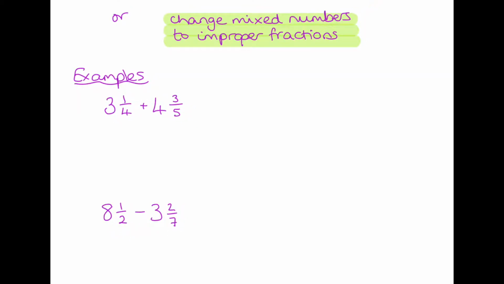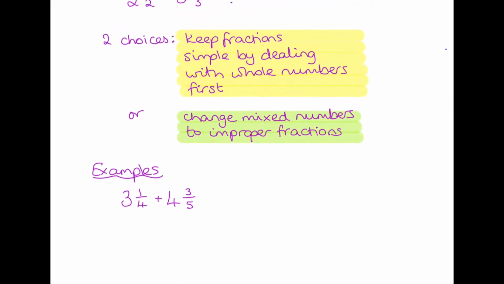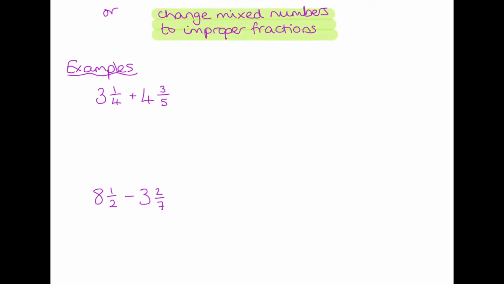Okay, so first of all, we're going to do this one where we deal with the whole numbers first. We still need to change the fractions into equivalent fractions, so we're going to do that before we do anything else. We've got 3 and something, add 4 and something. So let's just change the fractions. We're looking at 4 and 5 in the denominator. So the lowest common denominator, or the lowest common multiple of 4 and 5, is 20. So we need 20 on the bottom there. And then forget about the 3 and the 4 because we've already got them.